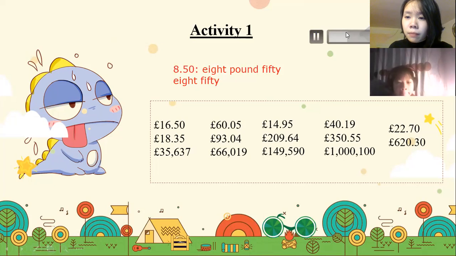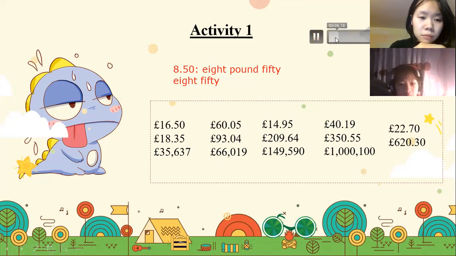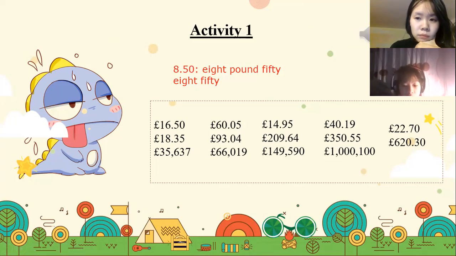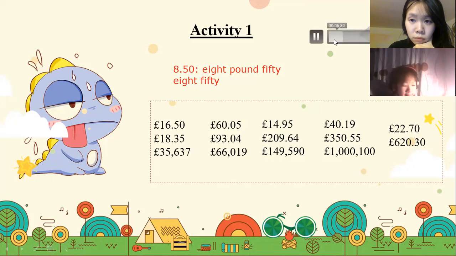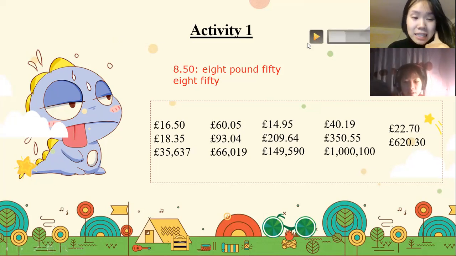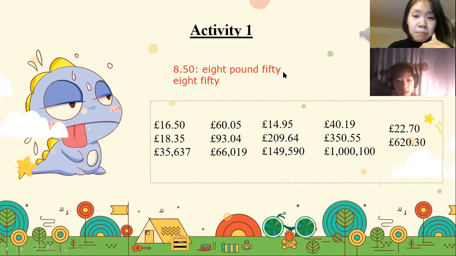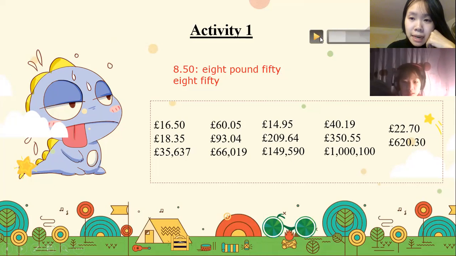Activity 50 and £8.50. Saying prices and amounts of money in English. 8.50 can be said £8.50. £8.50, right? £8.50. £8.50 and £8.50. And $8.50. In this unit, you will hear.